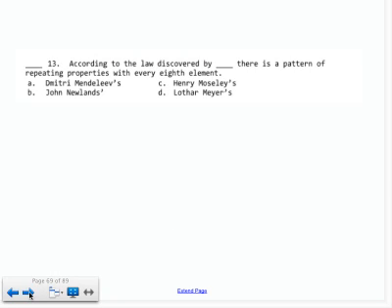Number 13, according to the law discovered by whom, there is a pattern of repeating properties with every 8th element. So this is what's called the law of octaves.